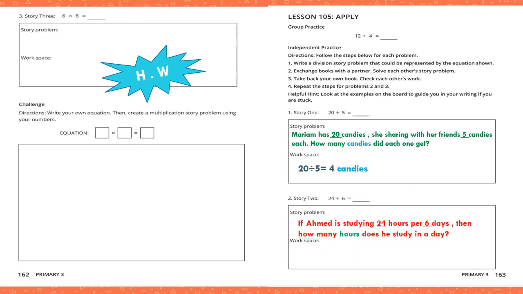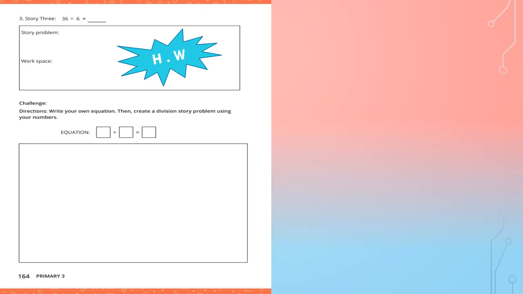The next one: if Ahmed is studying 24 hours for 6 days, then how many hours does he study in a day? So, we have to distribute 24 hours into 6 days, 6 groups. So, 24 divided by 6 equals 4 hours. Now, you will solve this page as homework.